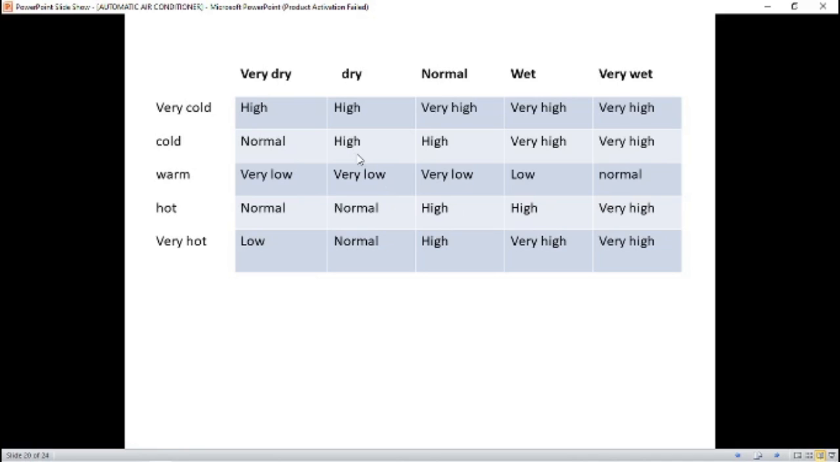If the relative humidity is 32%, and the temperature is 30 degrees centigrade, the corresponding power I should apply to the compressor is 124 watt out of 200. So this can be a method to control the air conditioner.